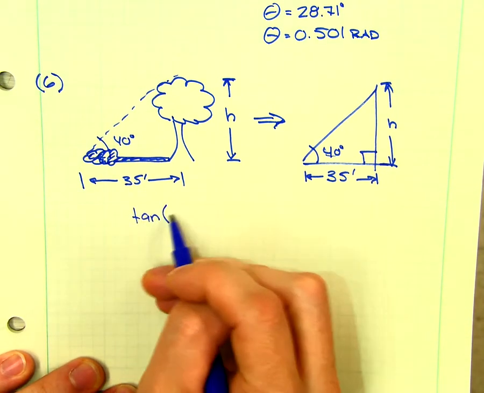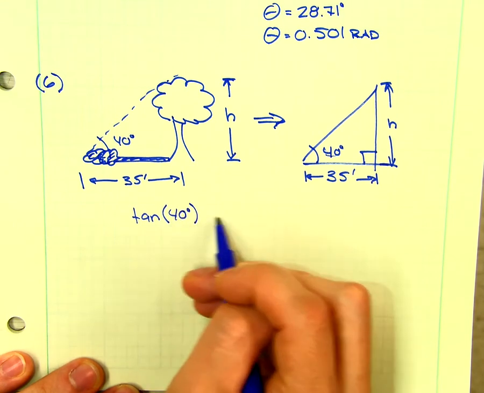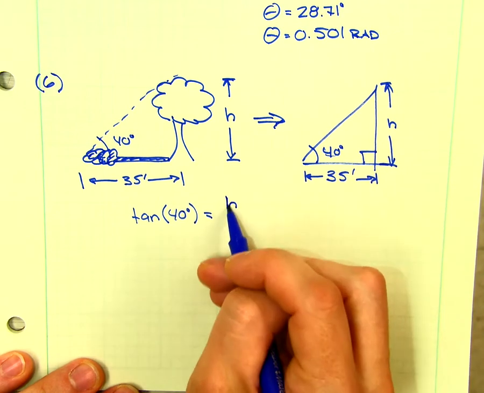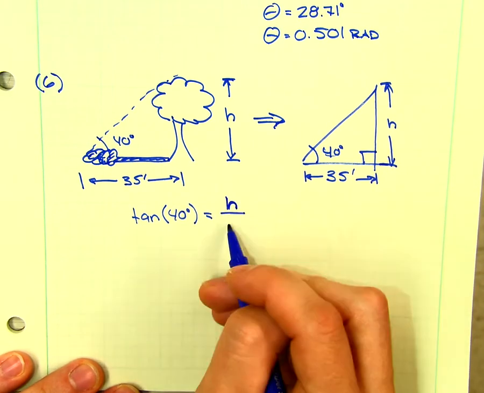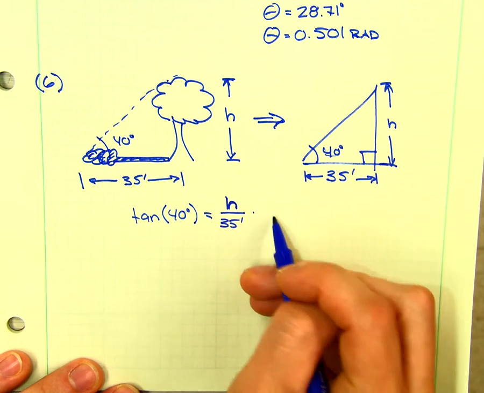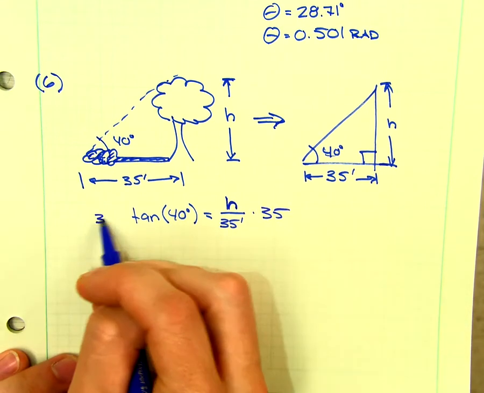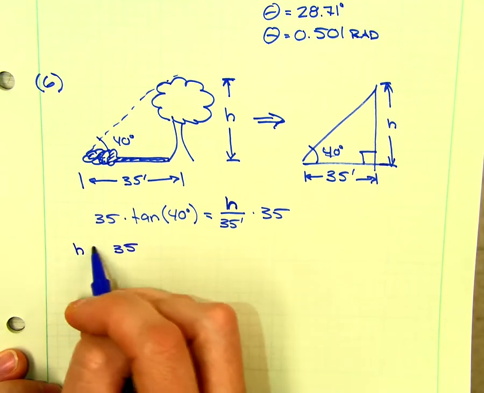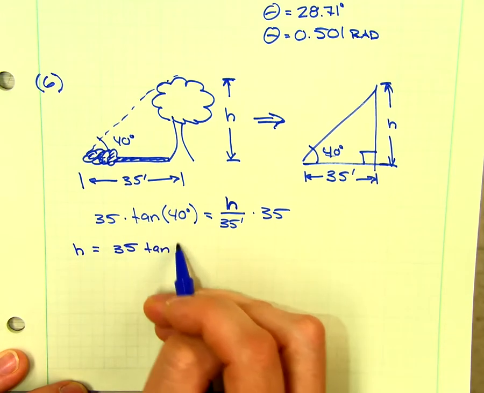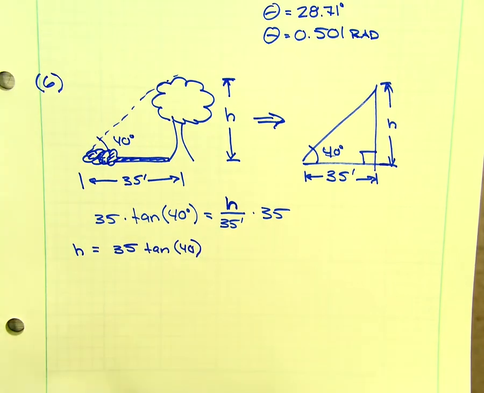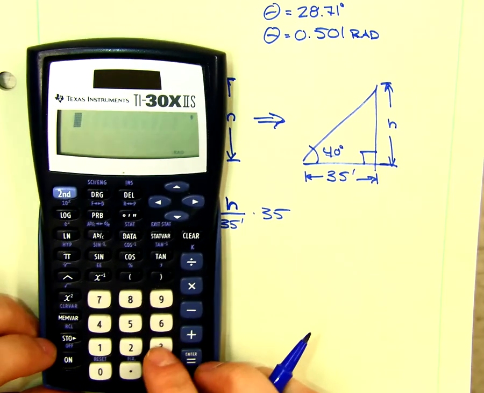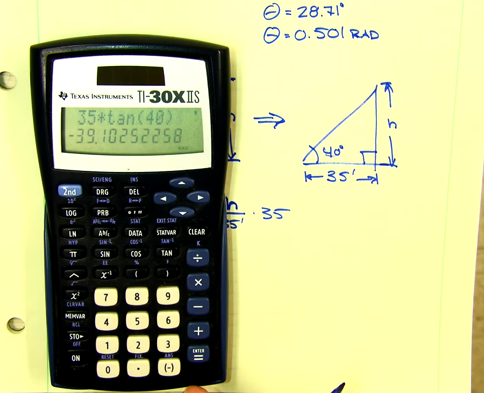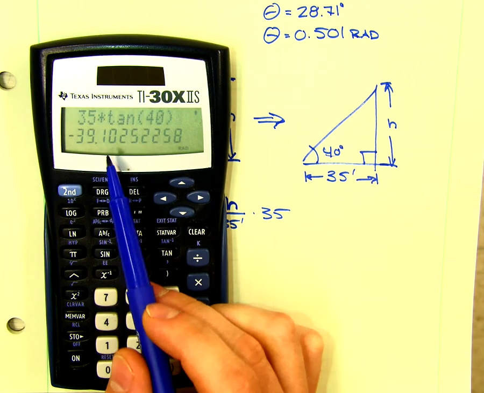So if I say the tangent of my angle, which is 40 degrees, is going to be equal to h, the height of the tree, which is the opposite, over the adjacent, which is 35 feet. So I'm going to do the same thing I did before, multiply both sides by 35, and I'm going to end up with h is going to be equal to 35 tan of 40. Now if I put that in my calculator, check this out. 35 times the tangent of 40. Boom, I hit enter. I get negative 39.1.